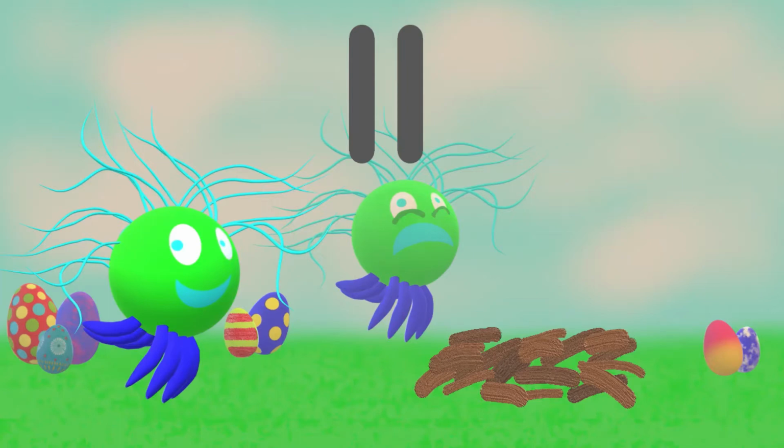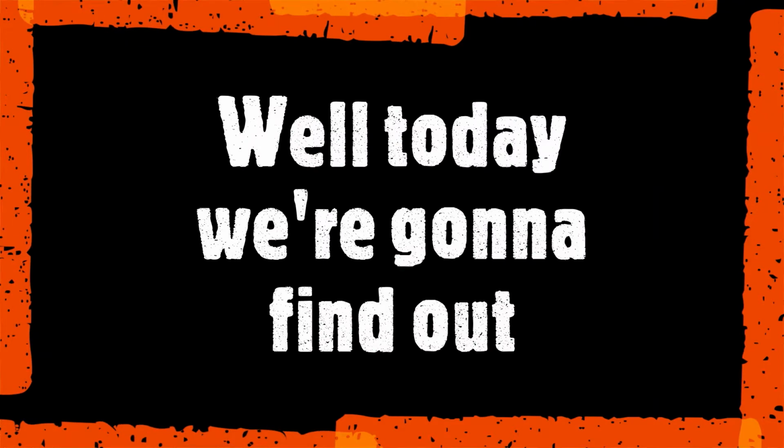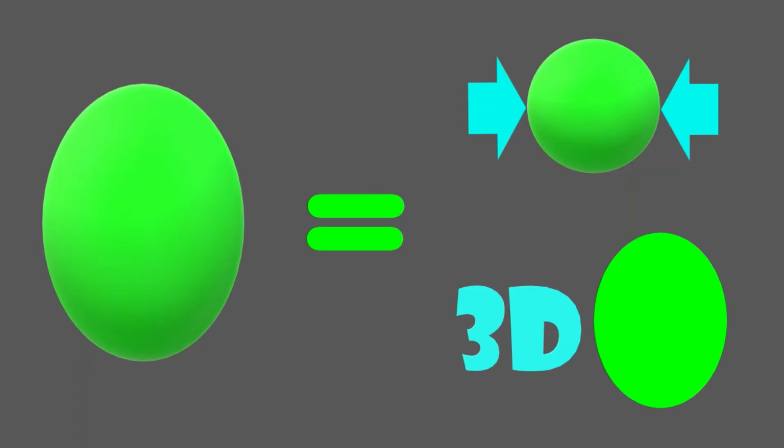So how much chocolate should we be expecting in an Easter egg? Well, today we're gonna find out. So, our Easter egg is an ellipsoid. This is basically just a squashed sphere or a 3D oval.